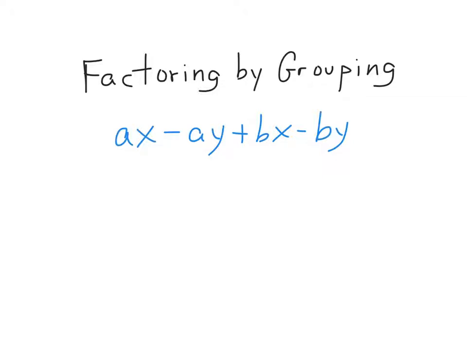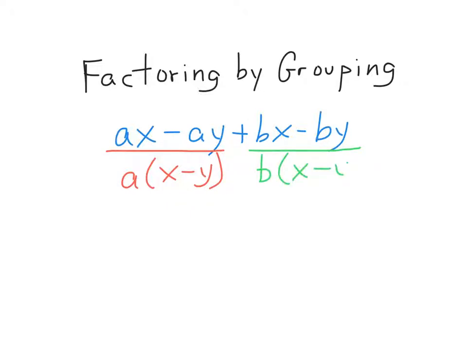So you can go through, though, and you can separate these into two different groups of terms. First of all, I have ax minus ay. And if I have ax minus ay, I can factor an a out of that. So factoring an a out of those first two terms, I have a times x minus y. In the second set of terms, I have a common b. So I can factor out a b out of those, and I'm going to have b times x minus y.